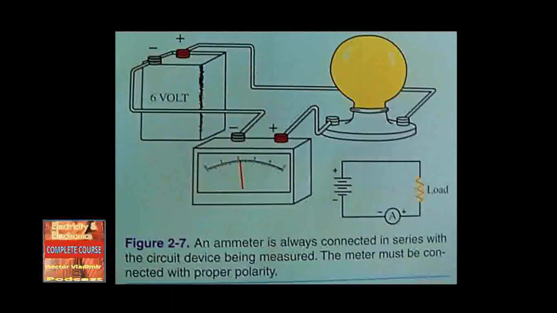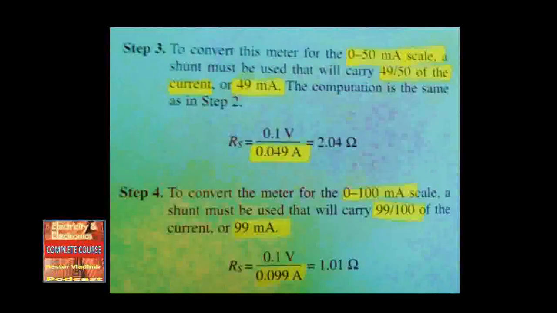Figure 2-7: an ammeter is always connected in series with the circuit device being measured. The meter must be connected with proper polarity. To convert this meter for the 0 to 50 milliamp scale, a shunt must be used that will carry 49/50 of the current, or 49 milliamps. The computation is the same as in step 2. The shunt resistor equals voltage divided by current, which is the same voltage, 0.1 volt, divided by the current, which is 0.049 amp, and this equals 0.04 ohms.